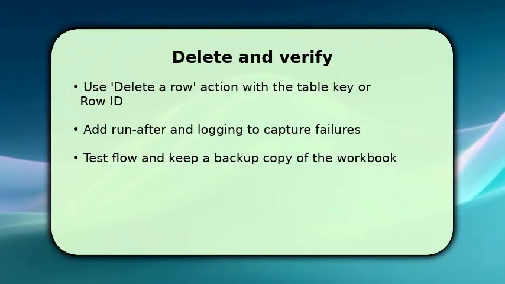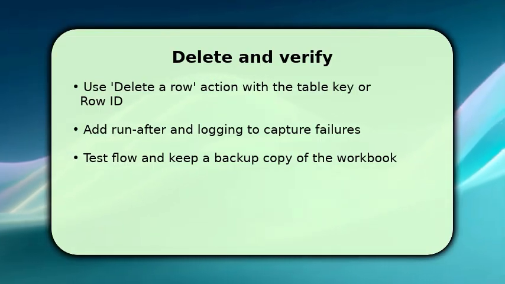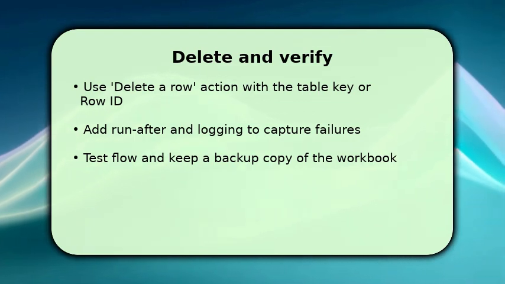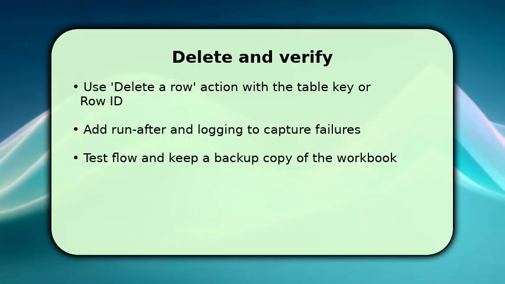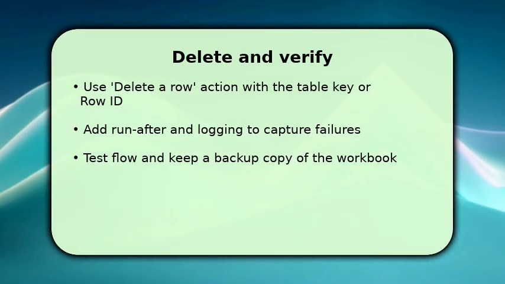You finish by adding the Delete a row action, supplying the workbook, table, and the row ID or unique key from the loop. After that, add run after steps and Compose actions to log successes and failures so you can audit what was removed. Finally, test the flow on a small dataset or copy of the file.